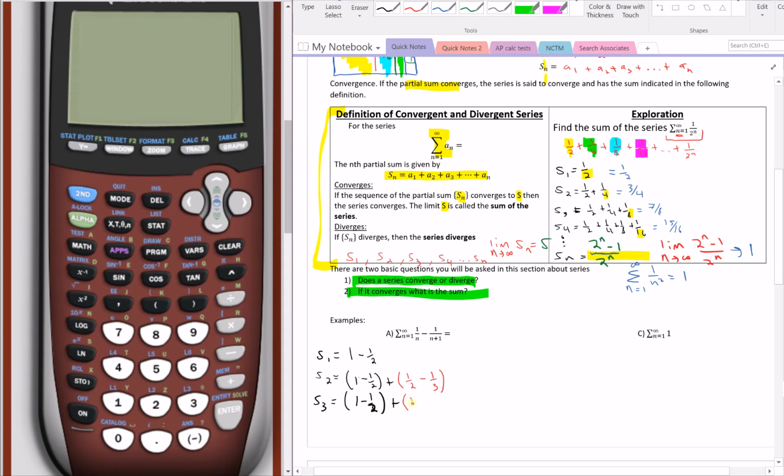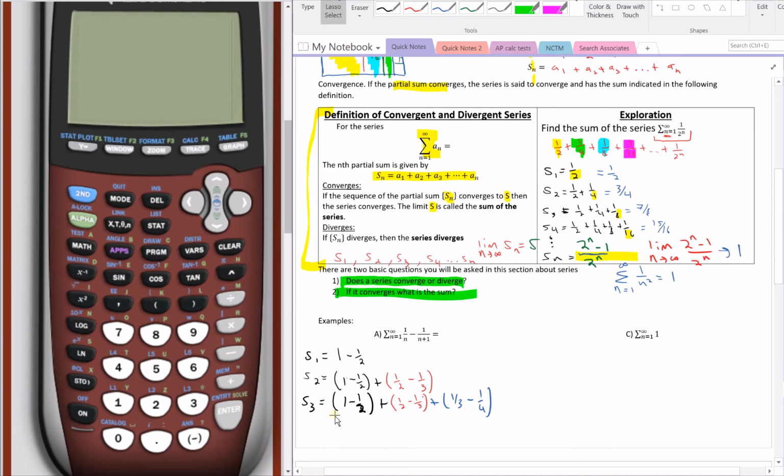which is the next term here, 1/3 minus 1/4. And let me see if I can copy this, because it kind of gets annoying to keep having to do it over and over again. Anyway, you can see how you could just copy these things, and our goal here is to figure out Sn. Is there a formula I can figure out for Sn?